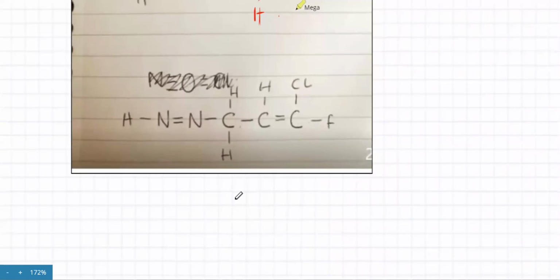And this one looks fine. TK, this one is fine. Anyways, you should be able to spot what's wrong with your structure. TK, when you make a structure, you should be able to spot what's wrong with it.